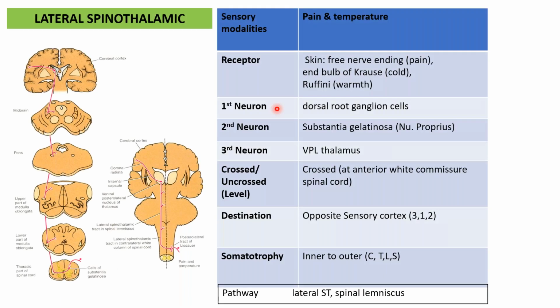So this is the flow chart of the lateral spinothalamic tract that you should know. This we have already discussed, where it crosses, but at what level it crosses, that you should be able to know, and which pathways: lateral spinothalamic, spinal lemniscus. So this is the tabulation chart which each student should write and remember for your exam.